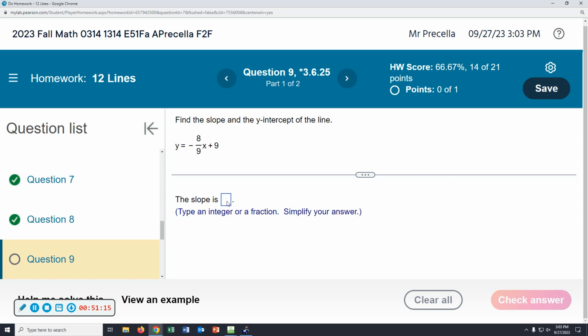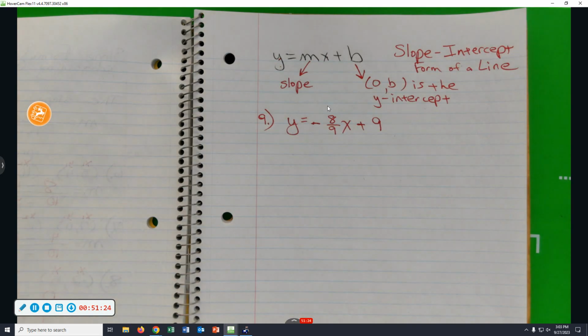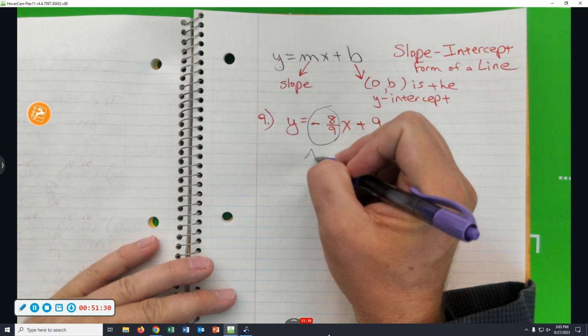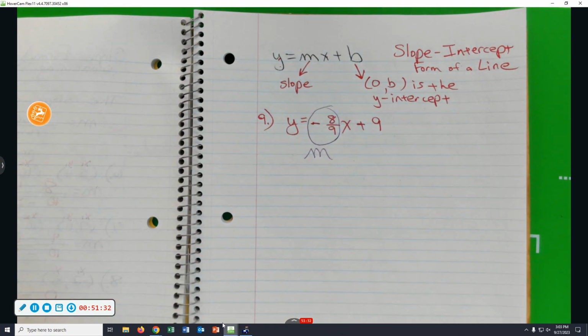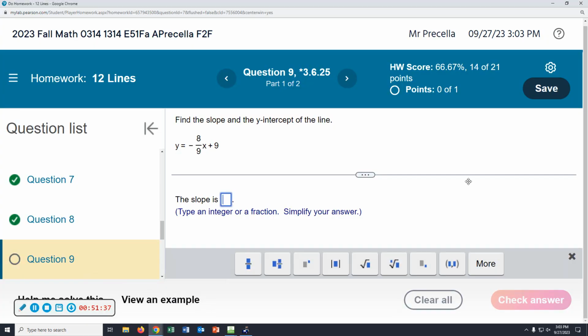What is the slope? I don't know why I wrote the problem down. I don't need to. This way you can circle something. I think I heard you say it: negative 8 over 9. The number in front of x, the coefficient of x, is the slope. So go over there and type in the slope of negative 8 over 9.